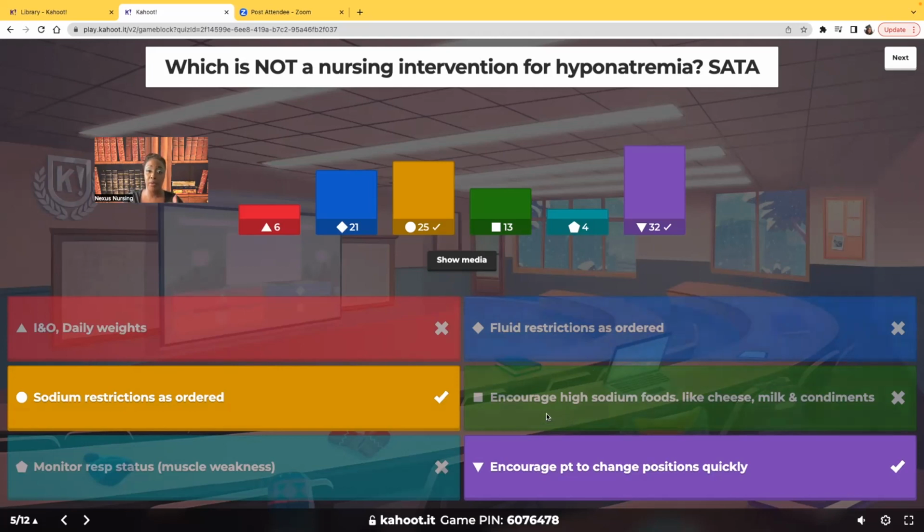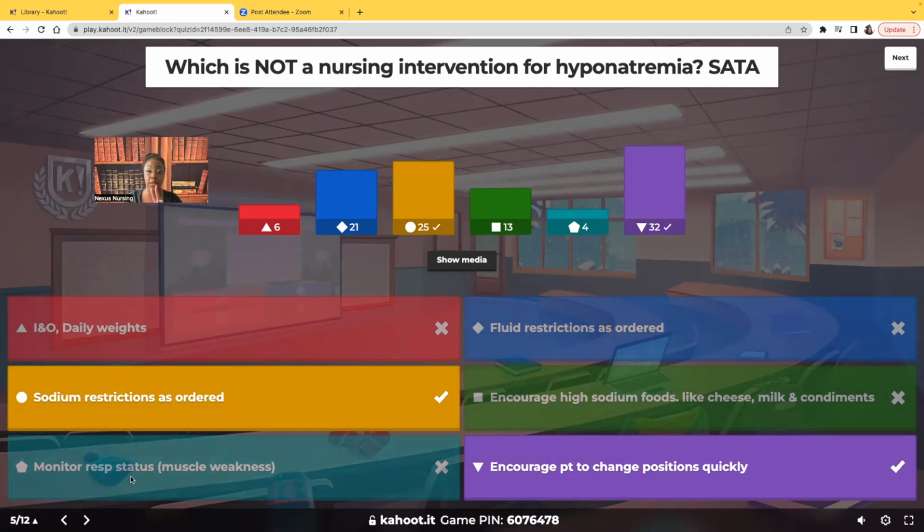Another nursing intervention, remember the sodium's low. So we'll encourage high sodium foods such as cheese, milk, condiments such as what? Ketchup. Ketchup's really high in sodium. Also monitoring the respiratory status. Remember that the patient who's hyponatremic is going to have muscle weakness. Well, guess what? You have accessory muscles and you have muscles that you use for respirations. So do we care about anything else if our patient's not breathing? No. So absolutely, we're going to be monitoring that patient's respiratory status because we're concerned about that muscle weakness. All of these are appropriate nursing interventions.